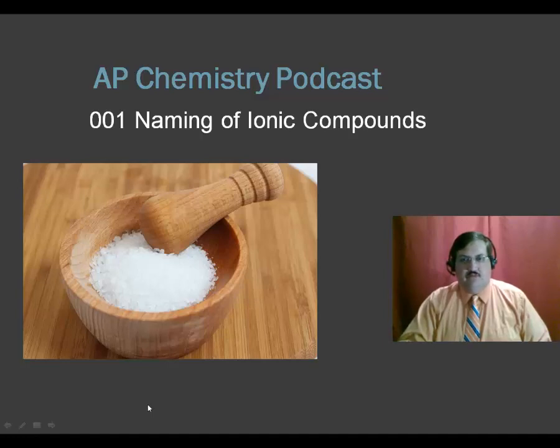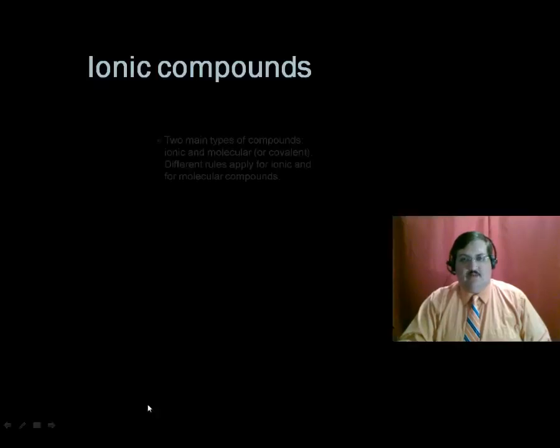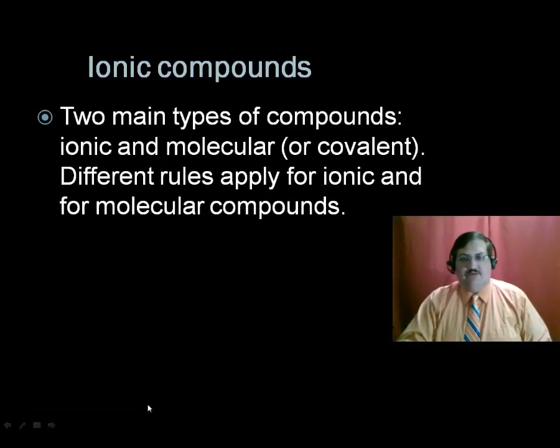In this video, we'll be looking at naming ionic compounds in the systematic way. There are two main flavors that we need to learn about naming very early on. The first is ionic compounds. The second is going to be molecular or covalent compounds.